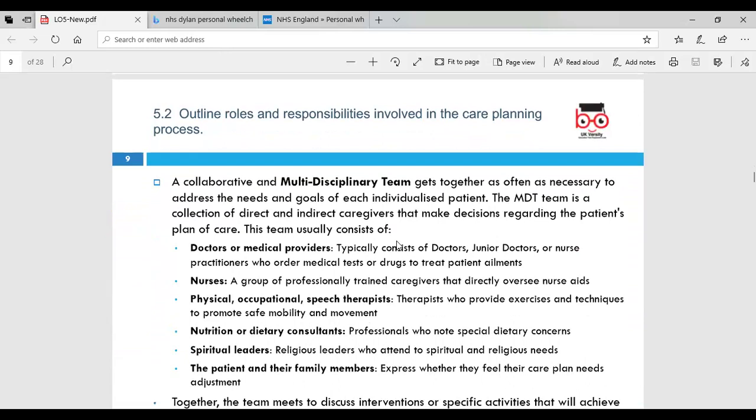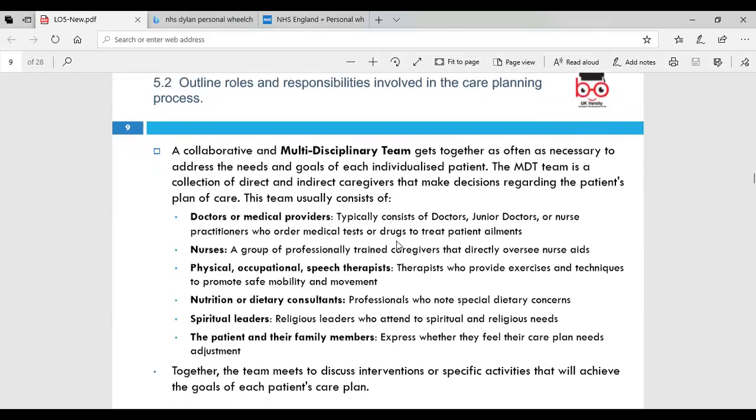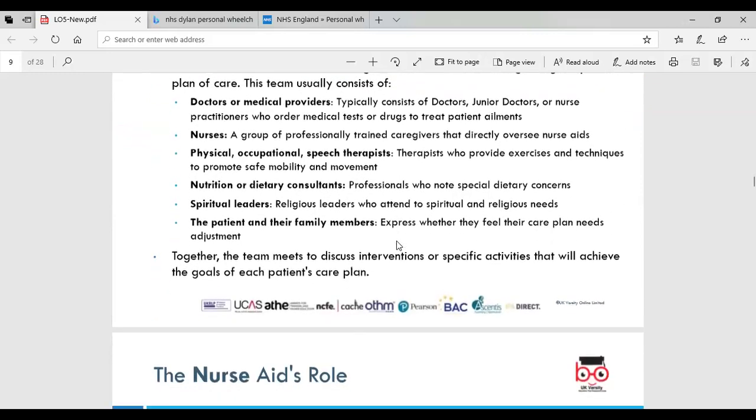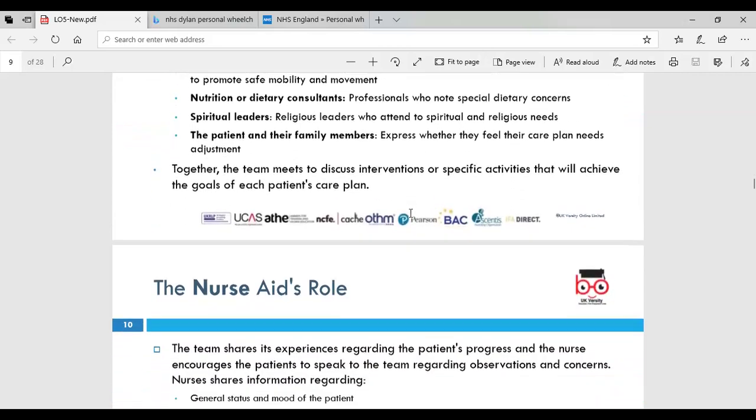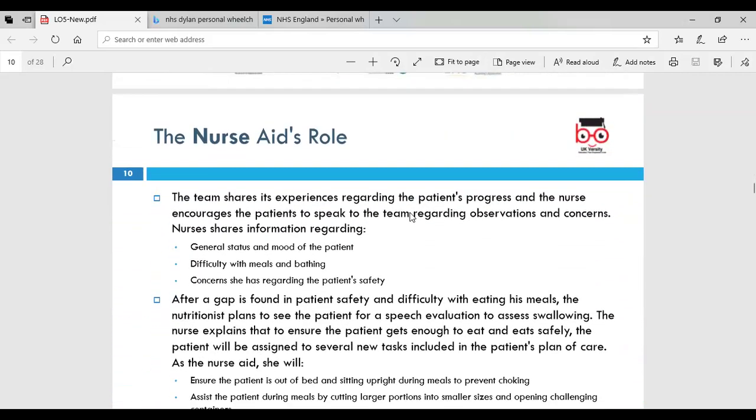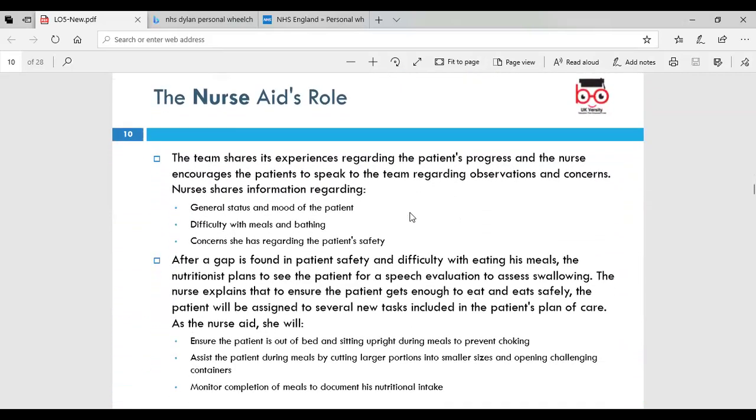So there's a multidisciplinary team that is involved. What does it comprise of? It comprises doctors or medical providers, nurses, physical, occupational and speech therapists, then nutritionists, dietary consultants. Spiritual healers and spiritual leaders could also be a part of it, as well as the patient and their family members. So it's all a multidisciplinary role that is there for the care plan to be taking place. The nurse aide's role.